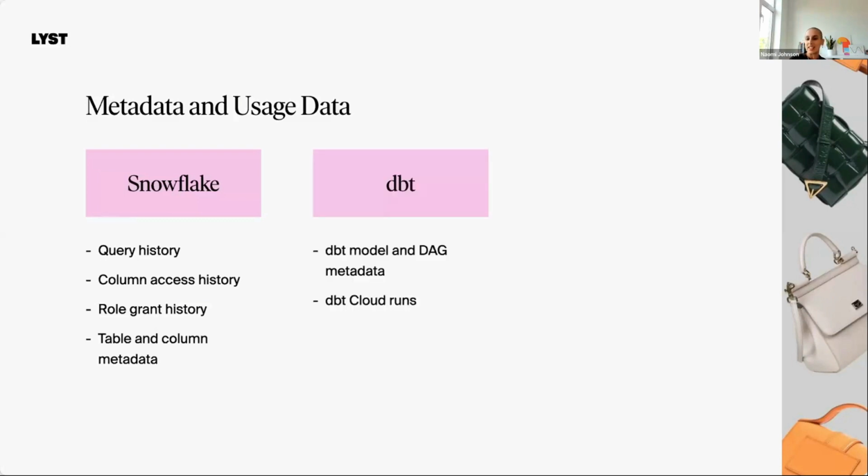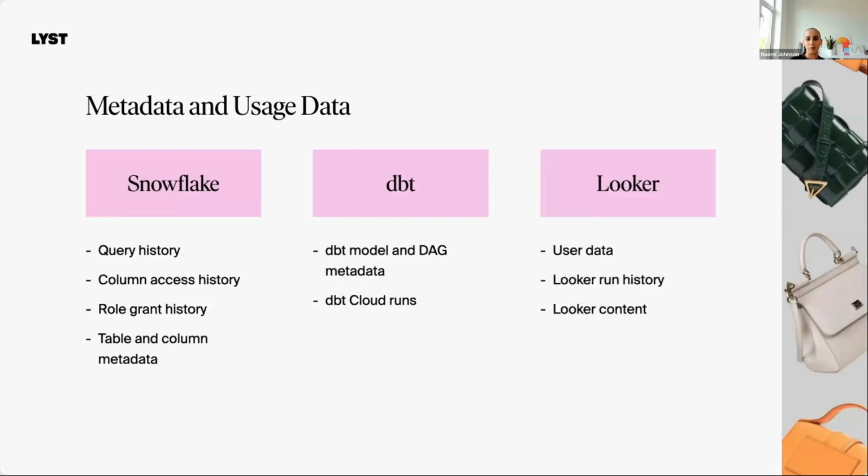And then similarly in dbt, it's possible to get dbt metadata, such as every model that you have in your project and its dependencies, and the model's materialization, i.e. whether it's been built as a table or a view. And you can also get data from dbt Cloud about jobs, such as when they ran, the models that ran, the tests that ran, whether or not they passed or failed.